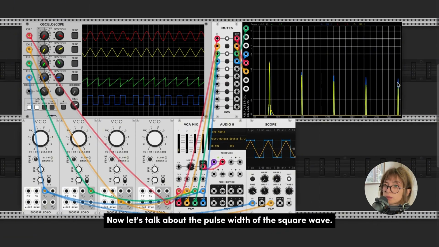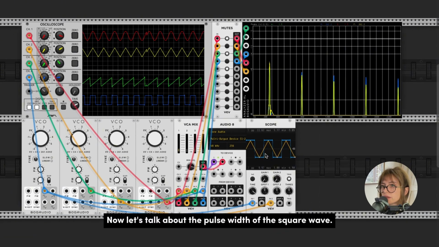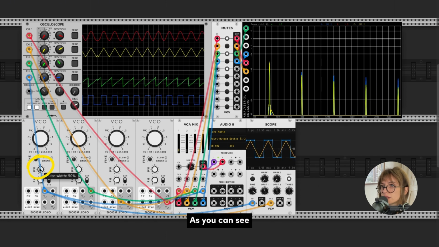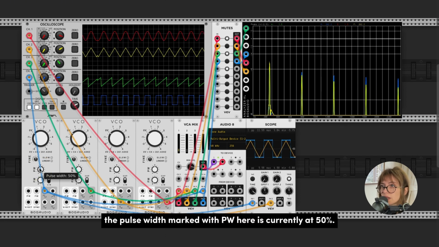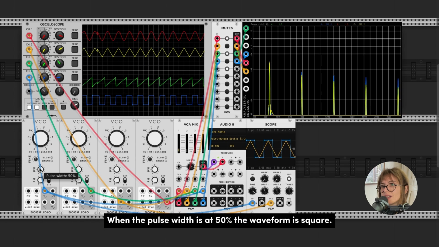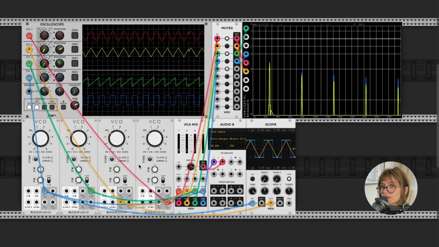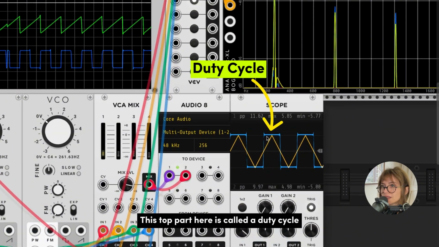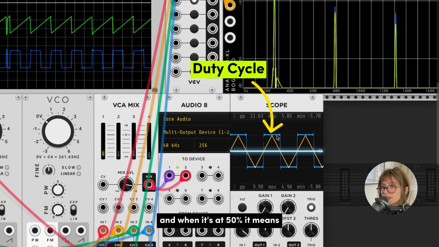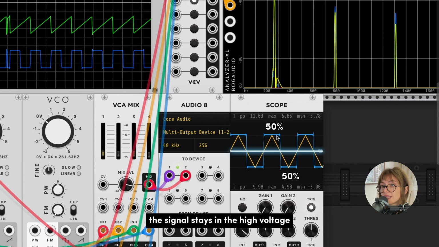Now let's talk about the pulse width of the square wave. As you can see, the pulse width marked with PW here is currently at 50%. What does this mean and what is this pulse width? When the pulse width is at 50%, the waveform is square. This top part here is called a duty cycle, and when it's at 50%, it means the signal stays in the high voltage for half of the waveform cycle, and so the waveform is square and symmetrical.